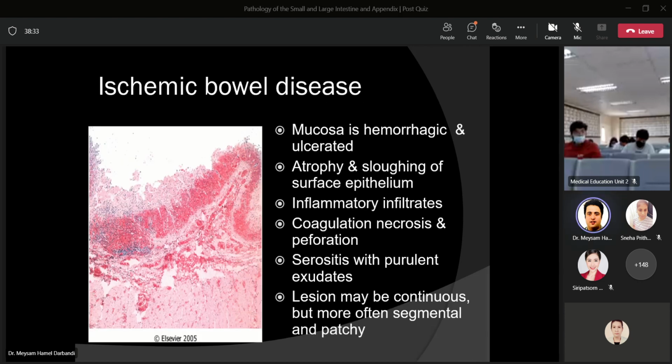So ischemic bowel disease: the mucosa, as you see, is hemorrhagic and ulcerated. Atrophy. Why will the patient develop atrophy? What is atrophy? Very good. Enlarging of the surface epithelium, inflammatory infiltrates, coagulation necrosis, and perforation. Serositis with purulent exudates, and the lesion may be continuous, but more often segmental and patchy.